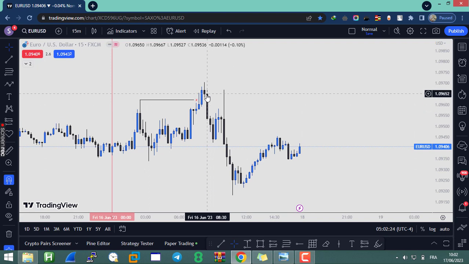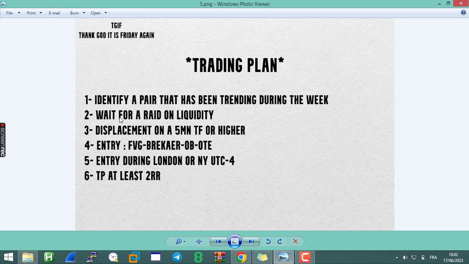So you want to see a raid on liquidity, then an energetic displacement breaking market structure, and you can see here that we have broken this structure right here, this recent swing. Now the first three conditions are met. The next thing to do is entry.